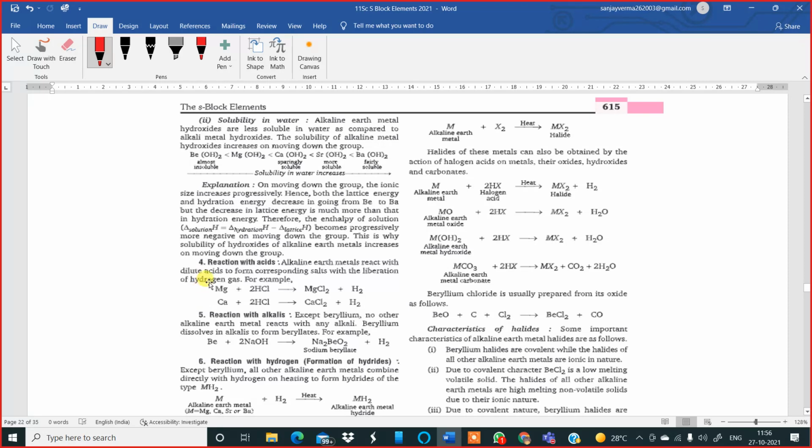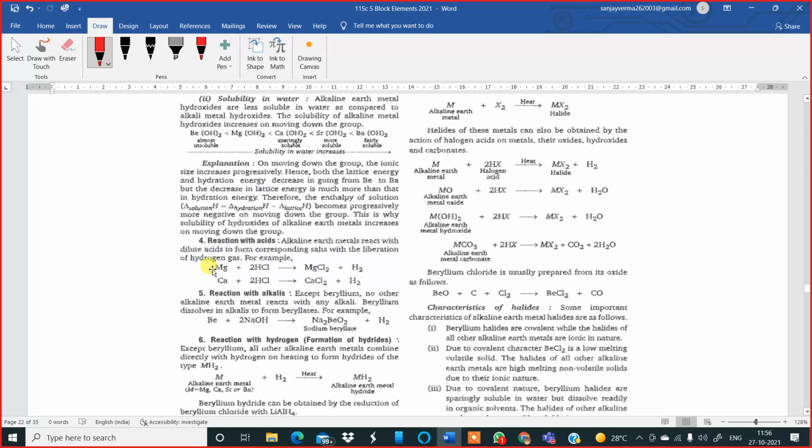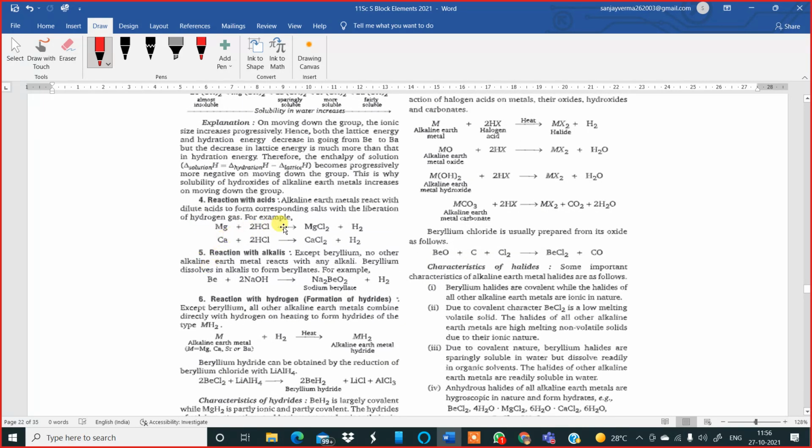Number 4, reaction with acids. Alkaline earth metals react with dilute acids to form corresponding salts with the liberation of hydrogen gas. So, the two reactive alkaline earth metals, magnesium and calcium, react with dilute hydrochloric acid to give hydrogen gas. Number 5, reaction with alkalis, except beryllium. No other alkaline earth metals react with any other alkali. So number 5 becomes important over here.